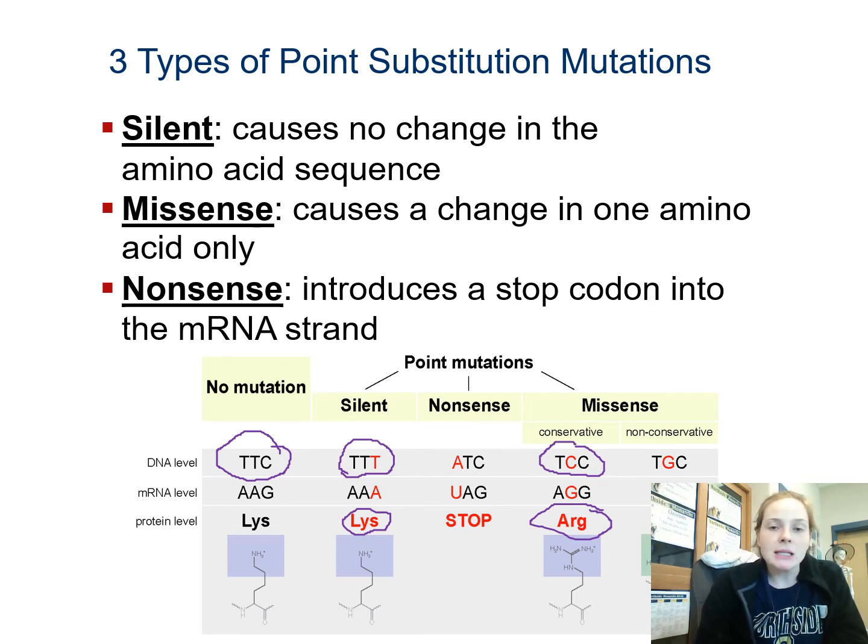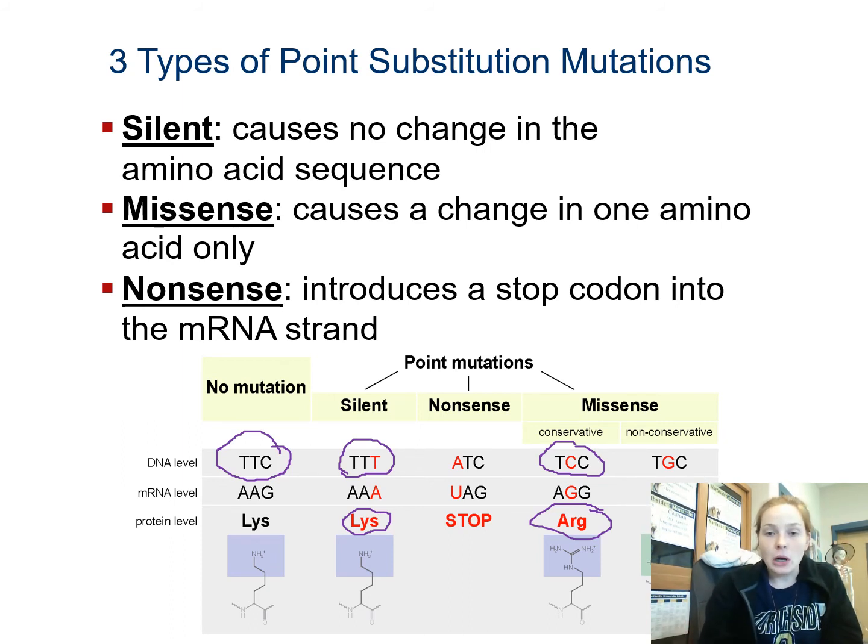What that means is it introduces a stop codon. And this one can be really bad, because once that stop codon's read, the ribosome is not going to read any more of the mRNA. Even if there's way more codons that need to be translated, it doesn't matter. Once it reaches that stop codon, it's releasing the polypeptide, and it's moving on.